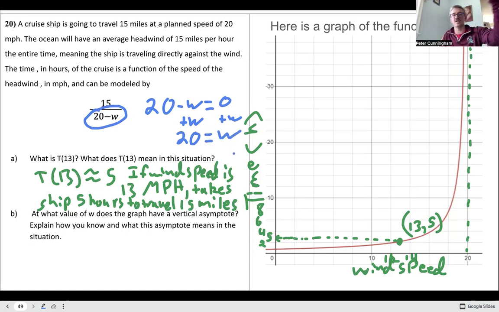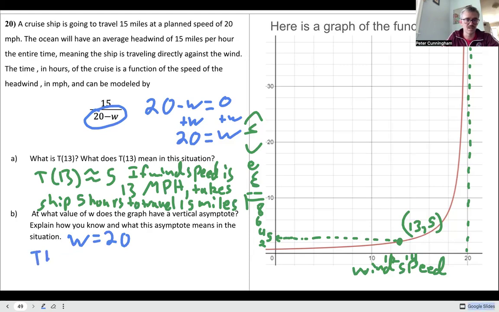we would create a scenario where this ship is not moving. It's not moving backwards. It's not moving forward. It is absolutely still. This ship is going 20 miles per hour. The wind fighting it is 20, so it's making it stay still. Okay, so give that full explanation. What value does it have a vertical asymptote when W equals 20?